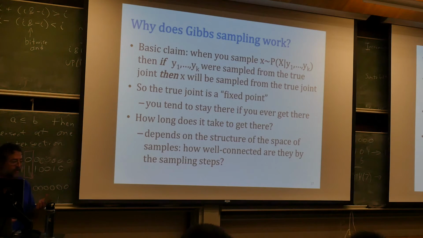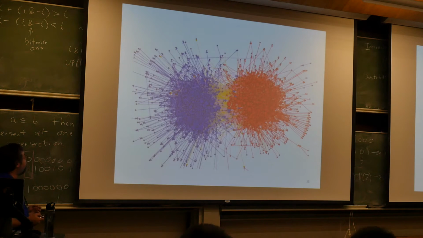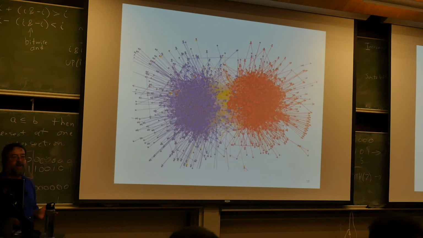So there's a lot of math on this, but basically the story is this. This is a graph that we've seen before. Imagine each one of these points in the graph is a point in our state space. Each one of these is a joint assignment to all the variables. These arcs basically mean I can get from one assignment to another. So by doing a sampling move, I can get from here to here.